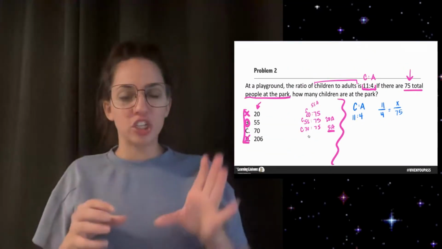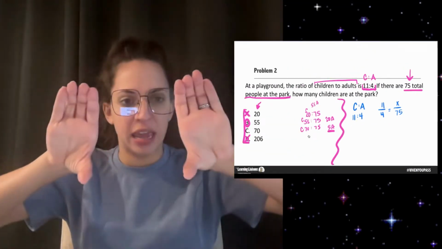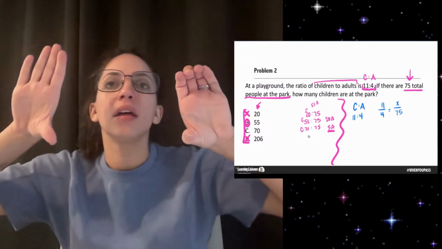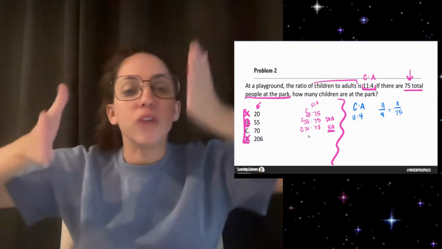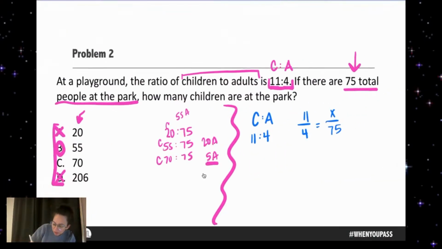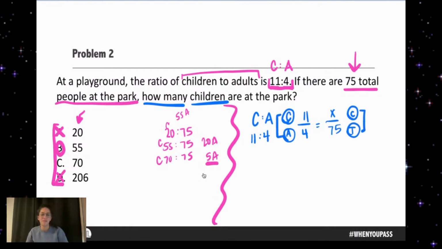Remember, when we're doing ratios, we have to compare the same thing. So you can't compare children and adults with total. My ratios have to be comparing the same thing. So check this out. I have children over adults being compared with children because they're asking how many children. So that's my x over total. My ratios are not comparing the same thing.